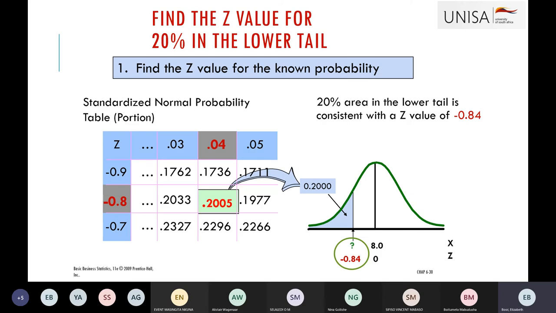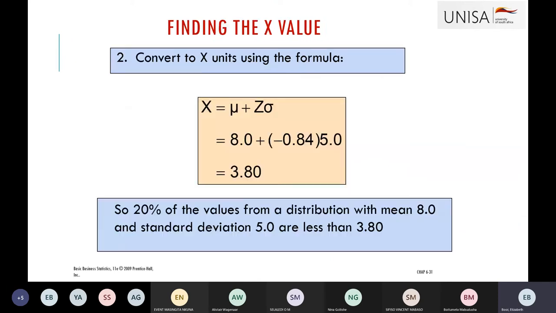Let's see if we got it right. To recap, we use 20%. We go find it on the table and look for the Z values. Once we have the Z value, we can substitute that into the formula and calculate. And the answer is 3.8. So 20% of the values from the distribution with the mean of 8 and the standard deviation of 5 are less than 3.8. And that's how you work backwards.